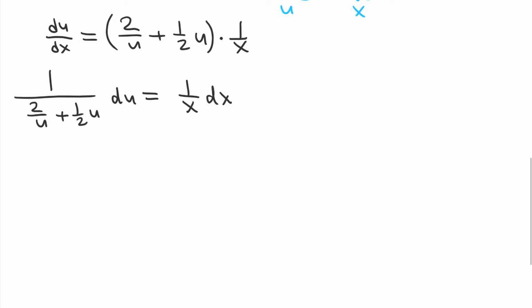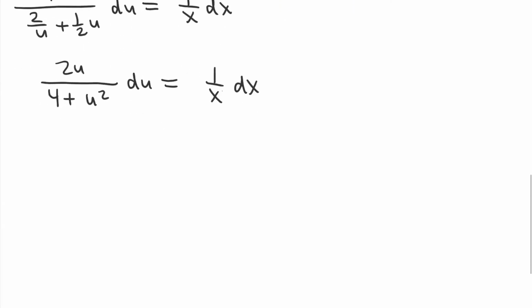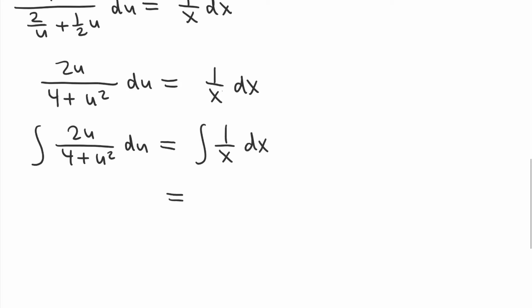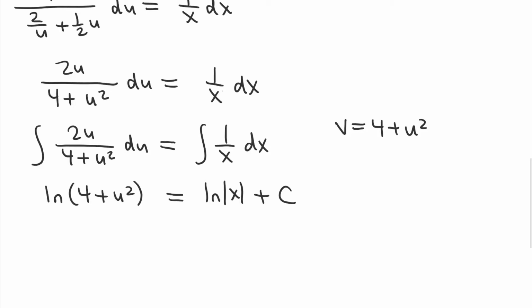If I multiply numerator and denominator by 2u, I get 2u in the numerator, and 4 plus u squared in the denominator. Same thing on the right-hand side, 1 over x dx. Then I can integrate both sides. On the right-hand side, it's pretty simple. I get the natural log of the absolute value of x plus an arbitrary constant. On the left-hand side, we can use integration by substitution, because the derivative of the denominator is in the numerator. If I use the substitution v is equal to 4 plus u squared, that ends up being the natural log of 4 plus u squared. Here we don't need the absolute values around the natural log because 4 plus u squared is always positive.